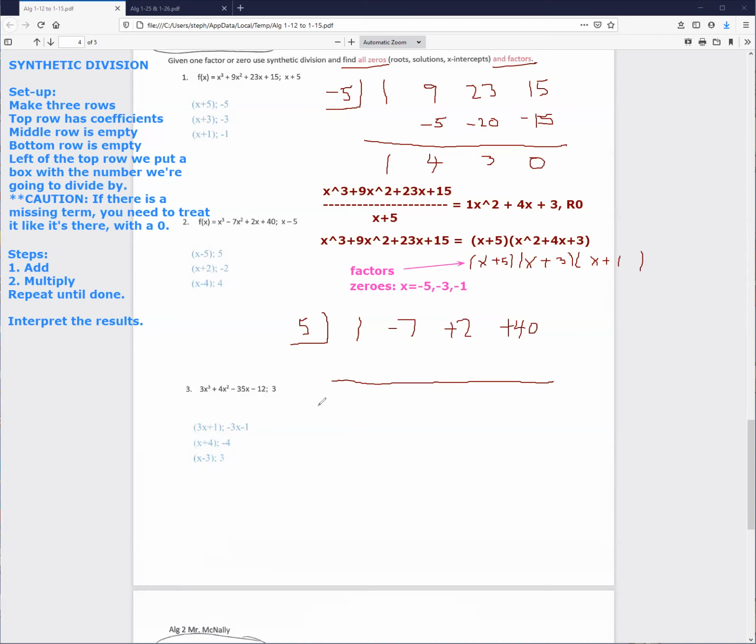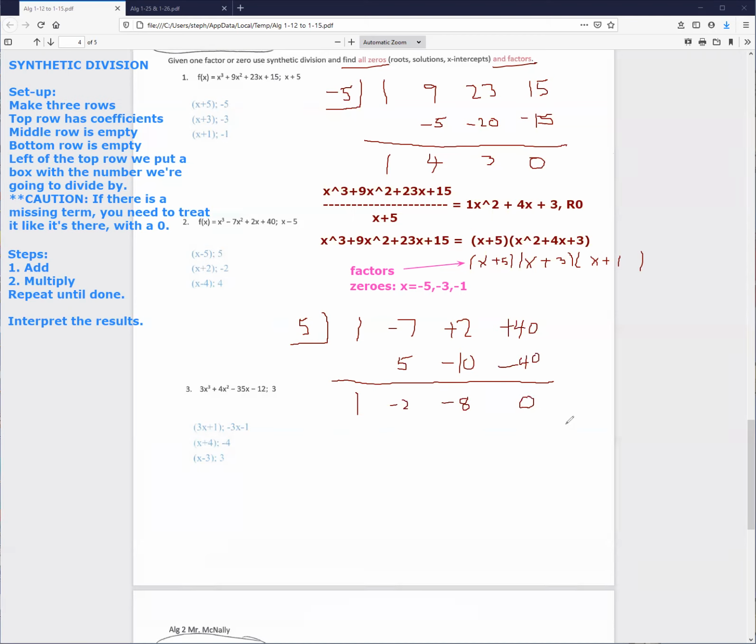All right. Now we're going to go through the same steps. Step 1, add. 1 plus a blank space is 1. 1 times 5 is 5. Negative 7 plus 5 is negative 2. Negative 2 times our 5 up here is negative 10. 2 plus negative 10 is negative 8. We'll multiply that by our 5 up here, negative 40. And sure enough, we get 0, so it works.